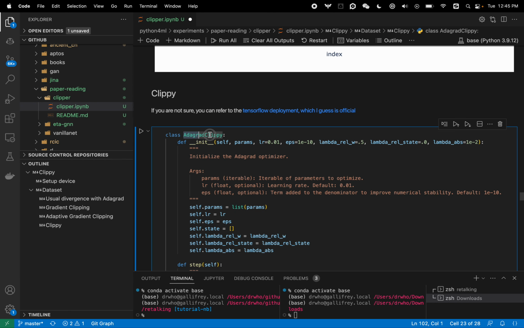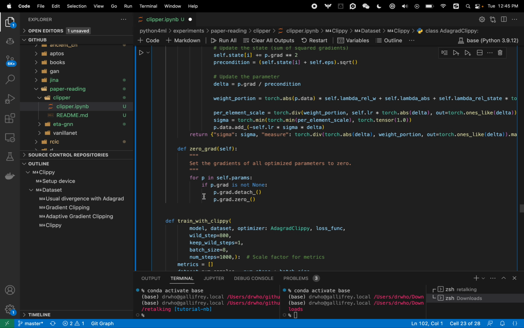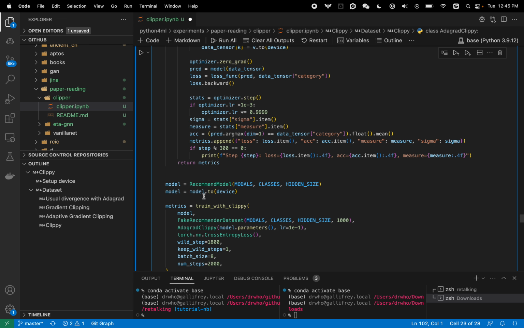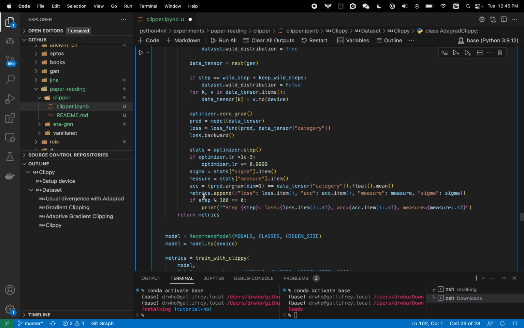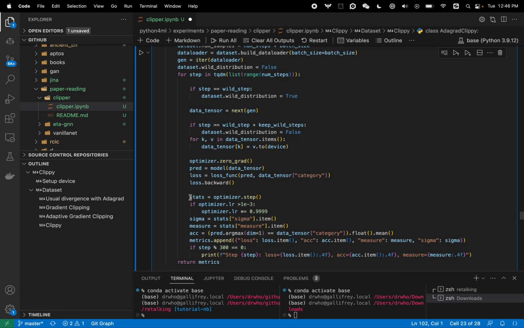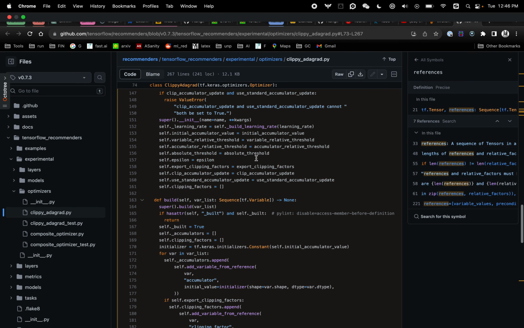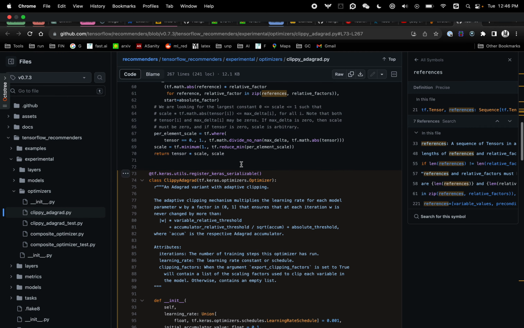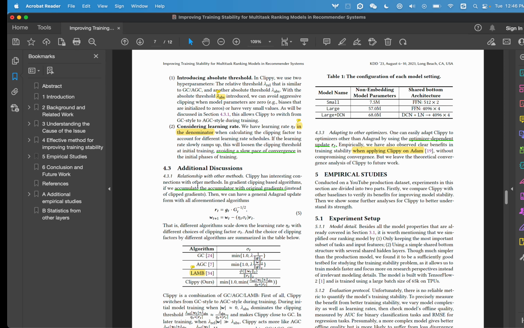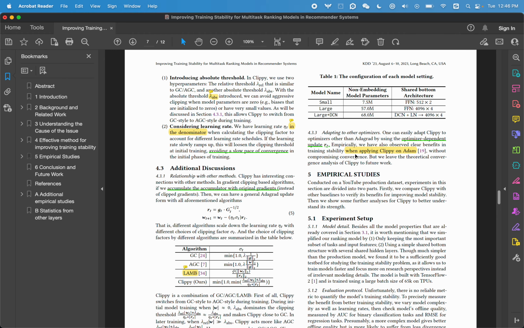So in my own Clippy, this Clippy deployment is actually an optimizer. I discarded the function that updates the gradients because it's not doing that. It only scales back the updates, not the gradients. So you have to put it into the optimizer. This is exactly how the official code does it. It actually publishes a Clippy optimizer instead of a Clippy function. It also says that when applied on Adam, it also works, which is great news.